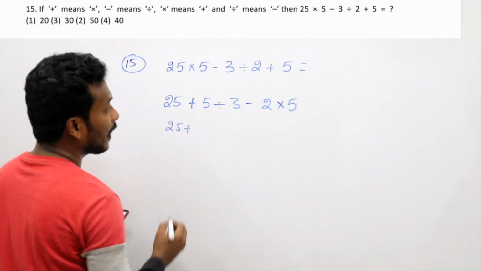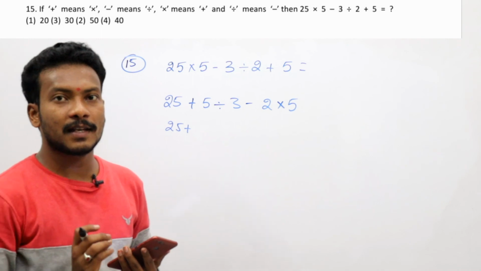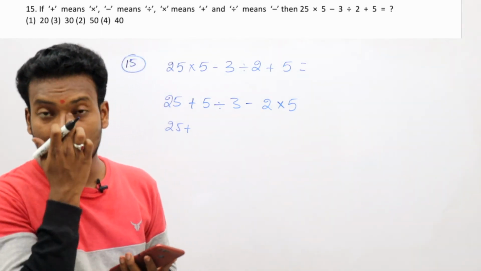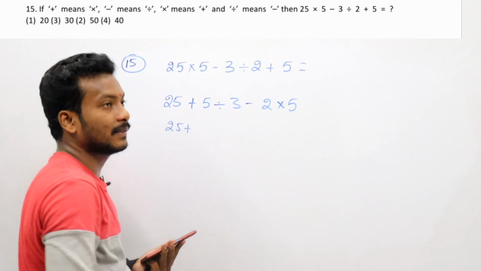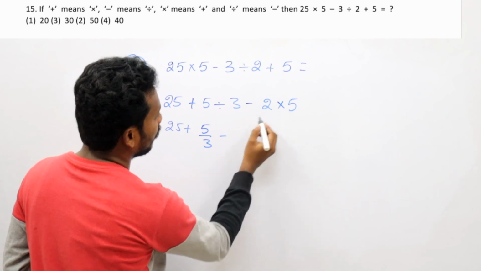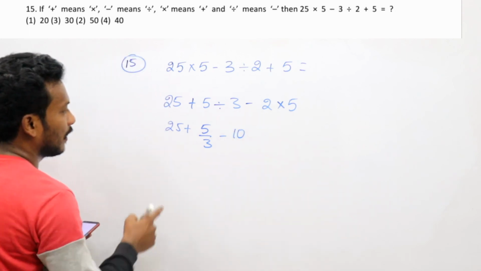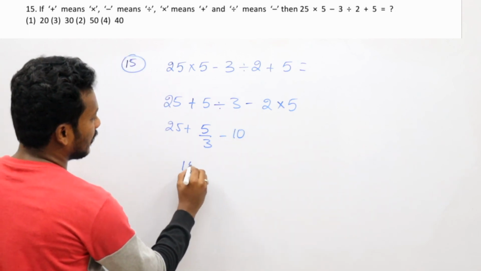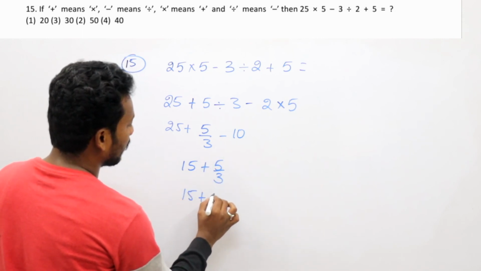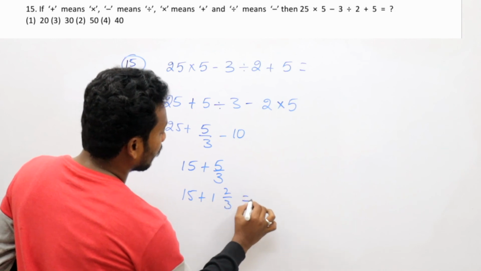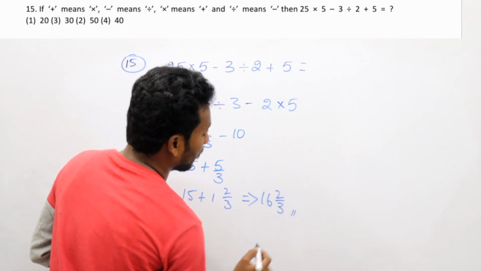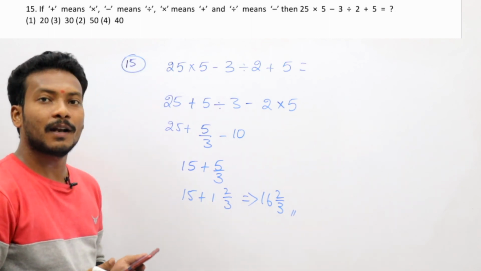25 plus. Okay, first we have to think whether it is a number in integer form, fraction form or decimal form. Not an integer. Why? Because here 5 by 3 is there. Now 5 by 3, minus 2 into 5, that is 10. 25 minus 10, that is 15. 15 plus 5 by 3 means 16 2 by 3. Now 16 2 by 3 is our required answer.